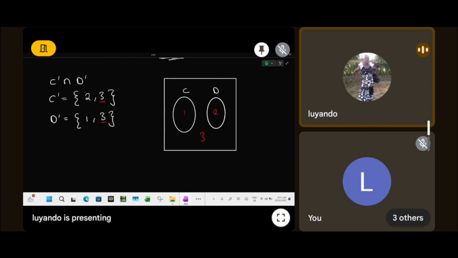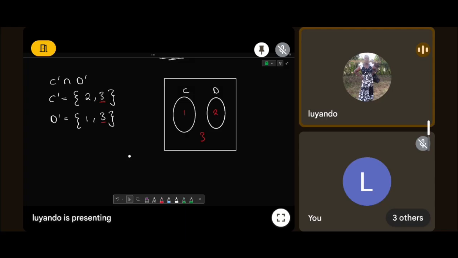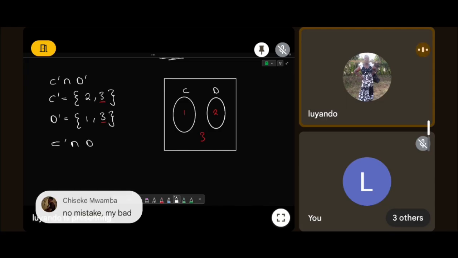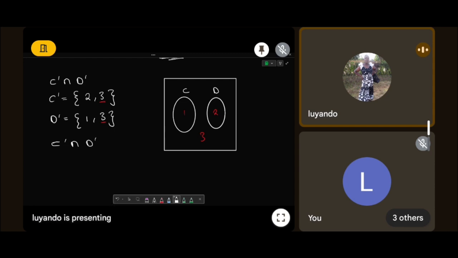Someone has sent an emoji, guys, have I made a mistake? Someone just sent an emoji showing that maybe I might have made a mistake. Have I made a mistake? Alright, thank you for that confirmation.